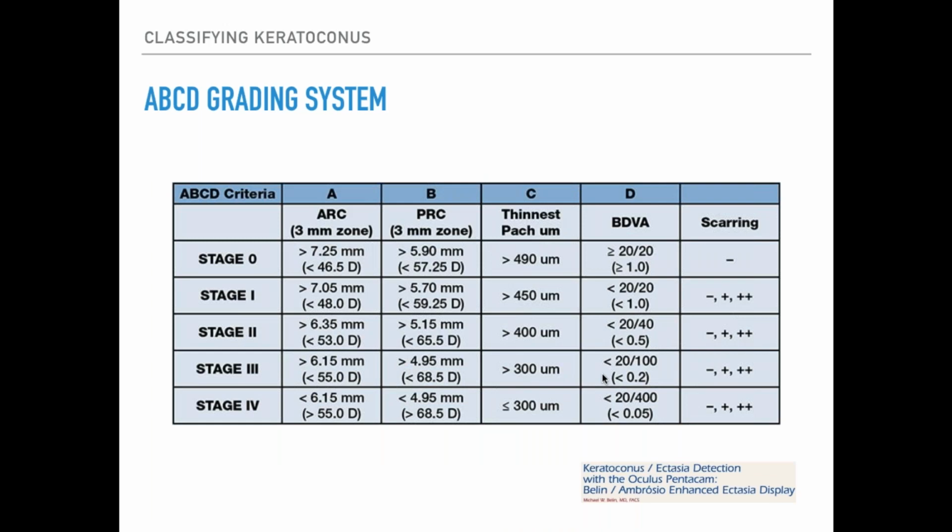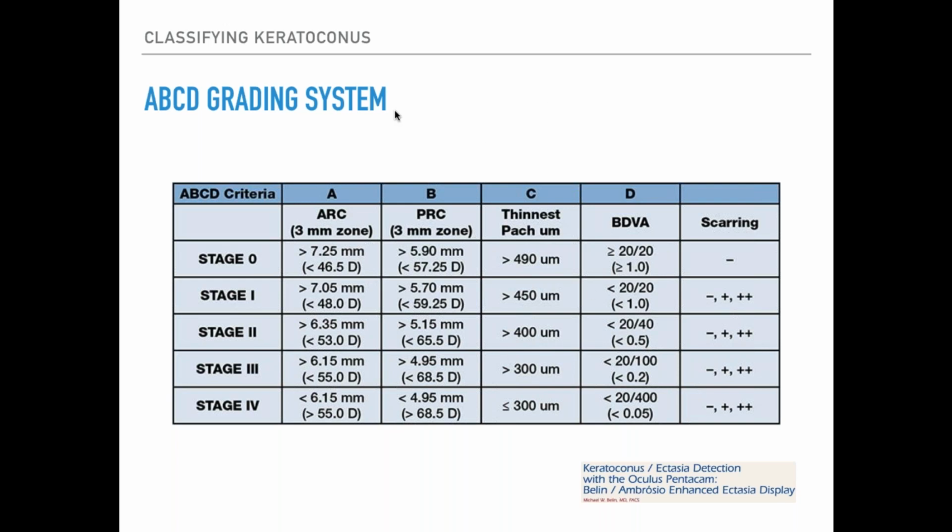This chart looks a little overwhelming in the beginning, but it's really simple. Again, we have the A, B, C, D classification system, and then we kind of throw corneal scarring off to the end as a modifier, with a minus being no scarring, a plus being mild scarring, and a double plus being heavy central scarring. For each of these letters, A, B, C, and D, each one will be assigned a stage, 0 through 4. So A will either be a 0, 1, 2, 3, or 4, and likewise B, C, and D.